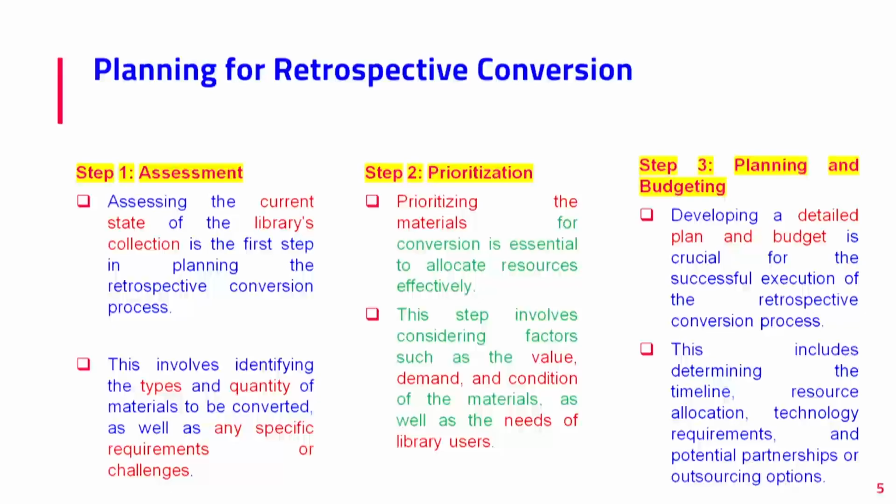Once the assessment is completed, you go for prioritization. Once assessment and prioritization are completed, the third stage is to make a complete plan of the budget. That means how much amount you have, how much can be spent on this, and how much will be the cost of the conversion. This should be an approximate plan, so that you will not have any issue with financial constraints. Planning and budgeting includes determining the timeline, resource allocation, technology requirements, and also potential partnership or outsourcing options. You need to be very clear on this. Once the assessment and prioritization are done, planning and budgeting is more important.